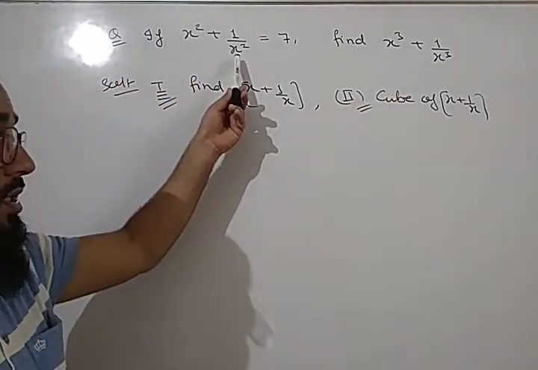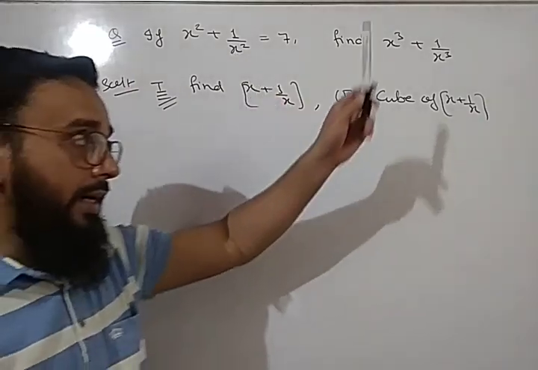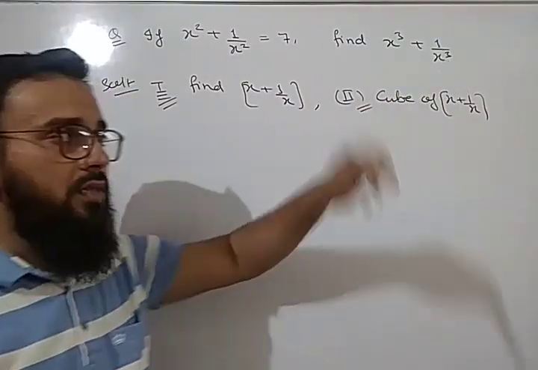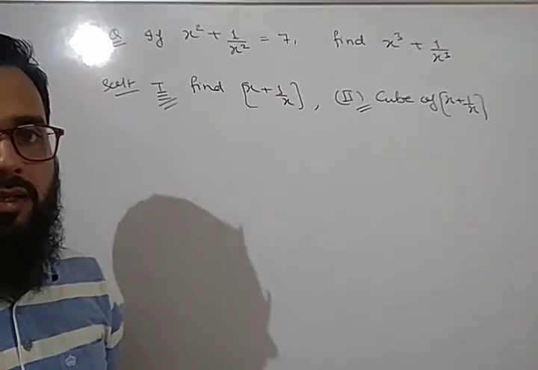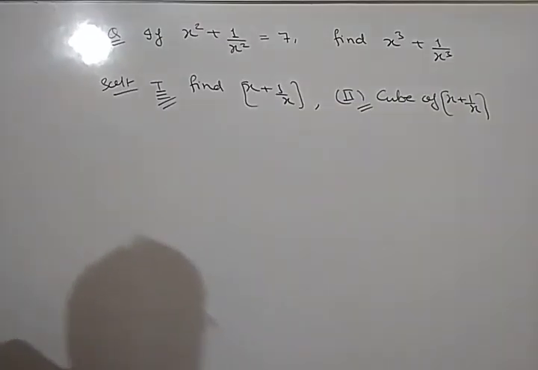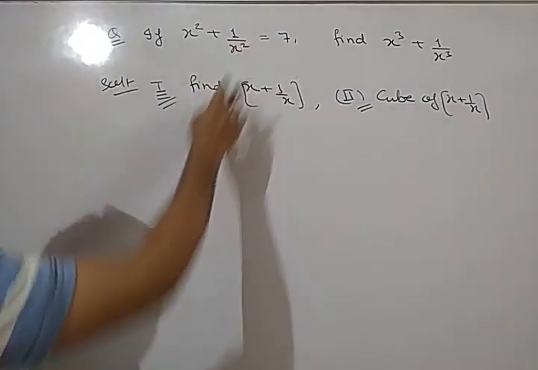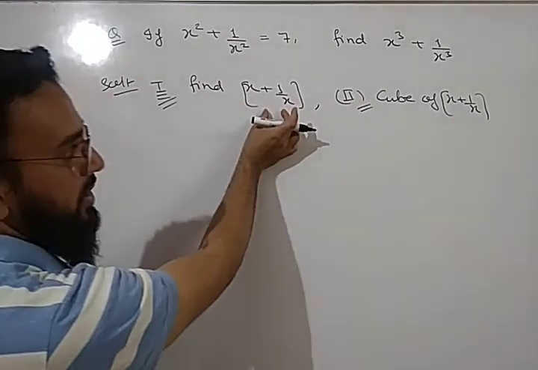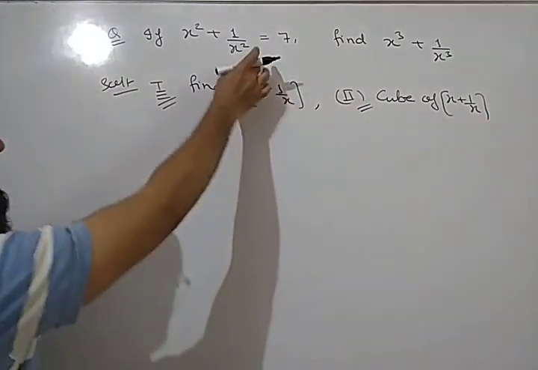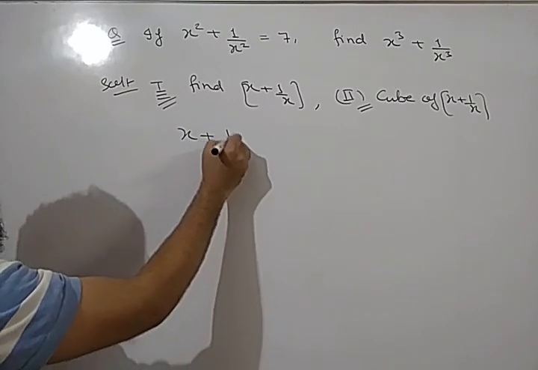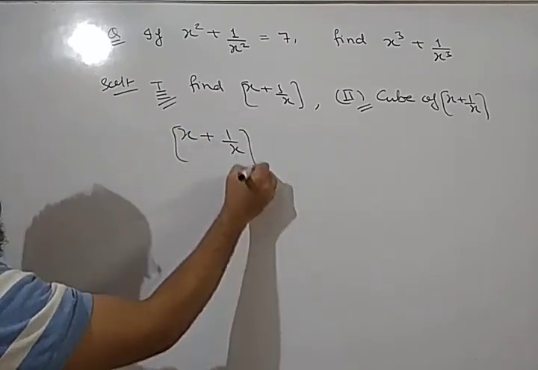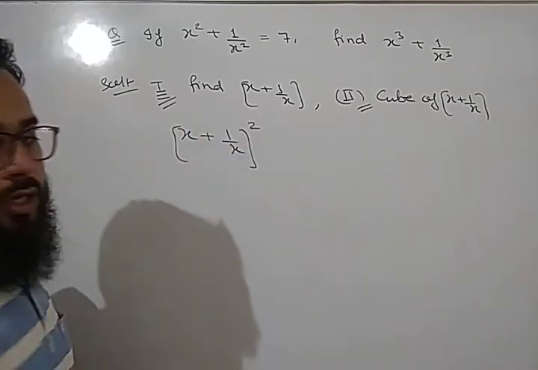Whenever this type of question is given, a square term is given and a cube term is asked, then first we have to find x plus 1 upon x. Okay, so let us start. We have given x square plus 1 upon x square, and we have to find x plus 1 upon x. Then how will you find x plus 1 upon x? We have solved it by making x plus 1 upon x whole square.